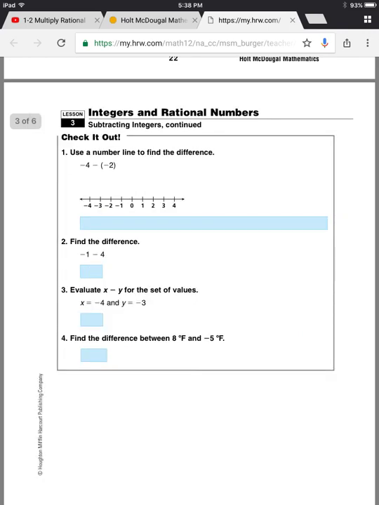Okay, do your check it out problems. See if you can follow the rules right for subtracting integers. It's a little bit more confusing than adding integers. So see what you can do, and then come get them checked.